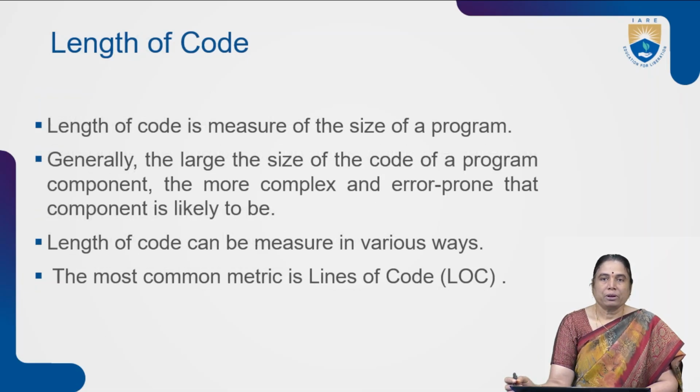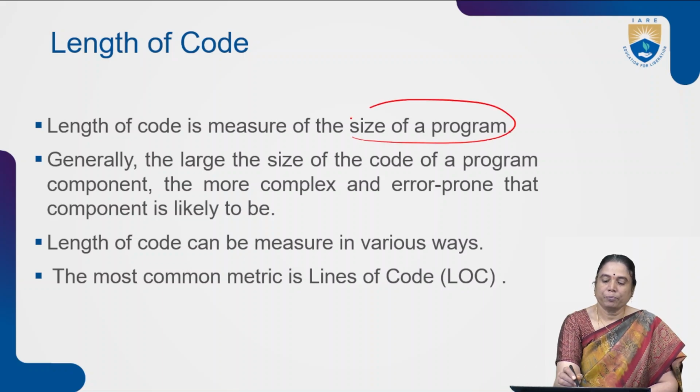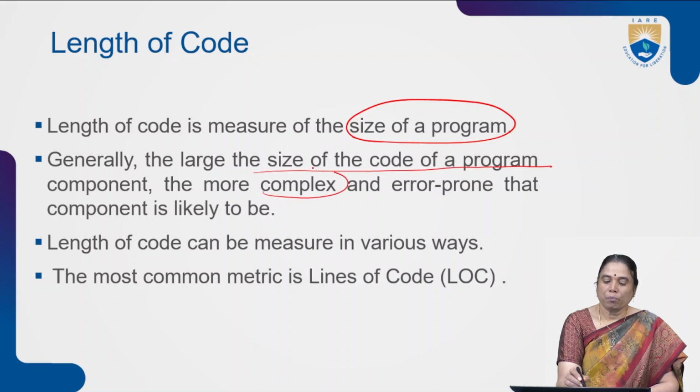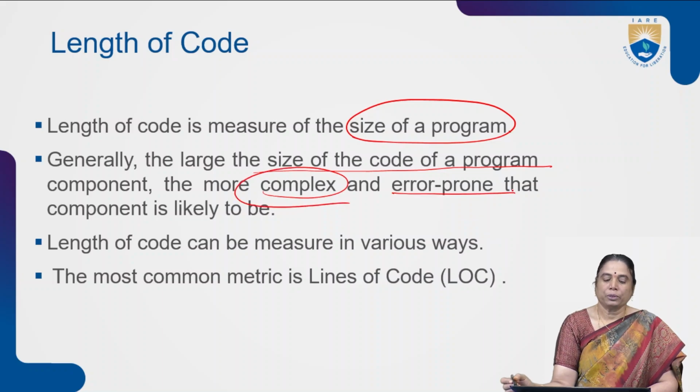The next product measure is the length of the code. Length of code is a measure of the size of the program. Generally, the larger the size of the code or the program component, the more complex and error-prone that component is likely to be. Length of code can be measured in various ways. The most common metric is lines of code, LOC.